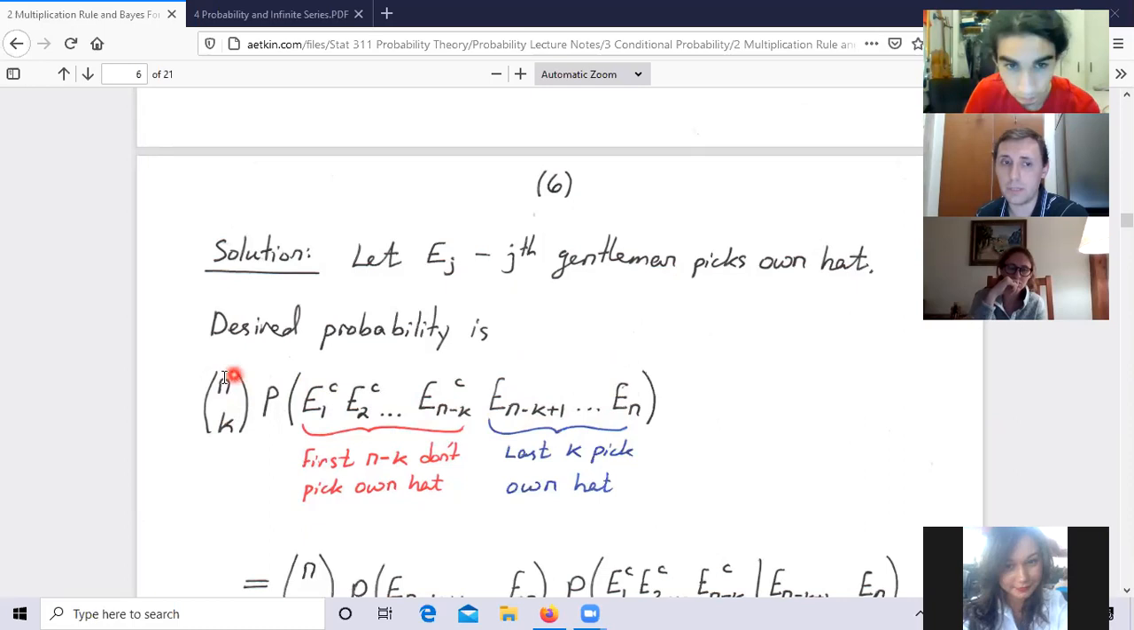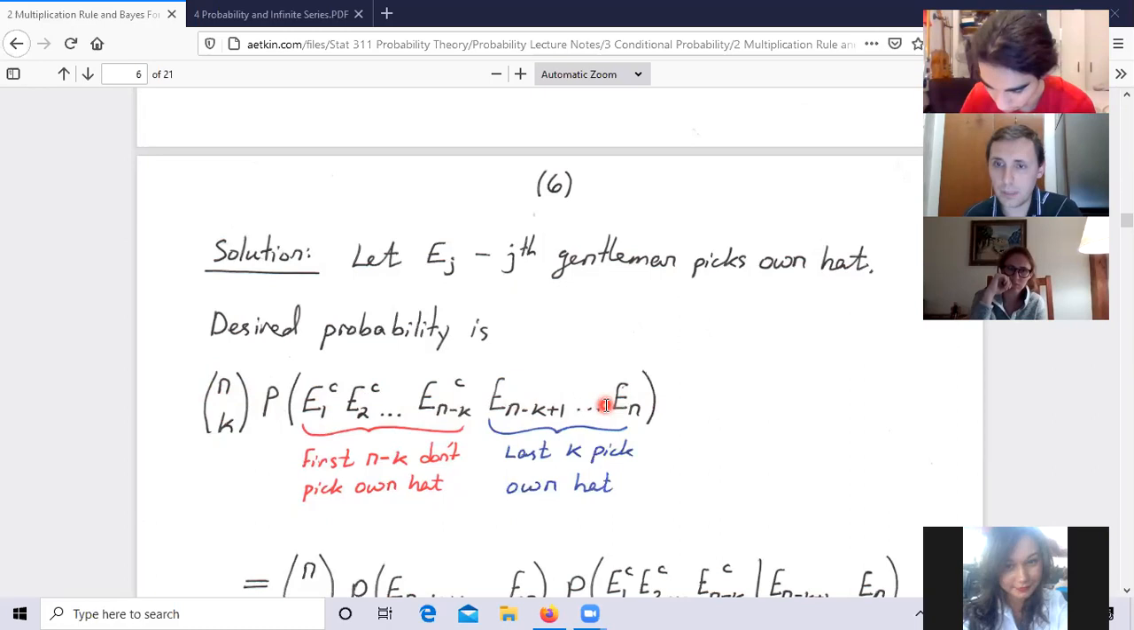You understand why I multiply by N choose K? Because it could be gentlemen 1, 2, 3, 4, or the last K gentlemen, or any other combination of K gentlemen. And by symmetry, there is nothing special about those gentlemen. If I just relabeled them, I can always assume it's the last K. I hope you see the symmetry. Okay. So there are N choose K times this probability where the first through N minus K persons don't pick their hat, and the remaining K people, the last K people, pick their own hat.